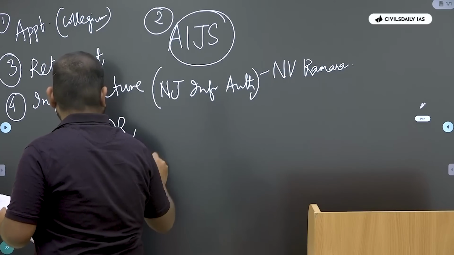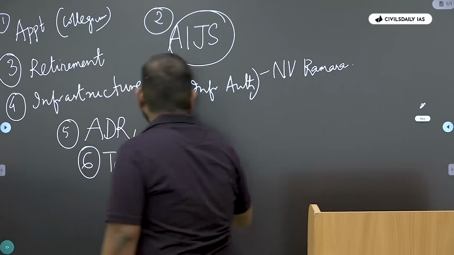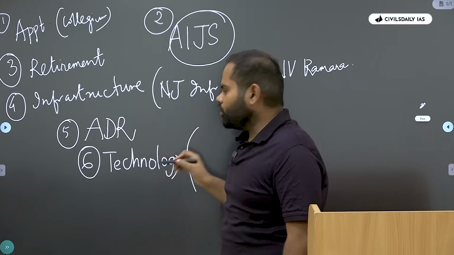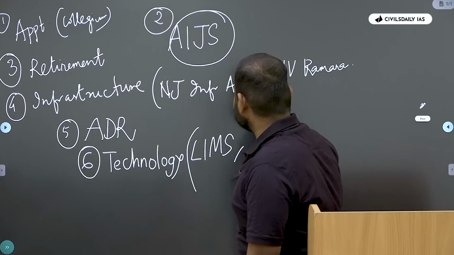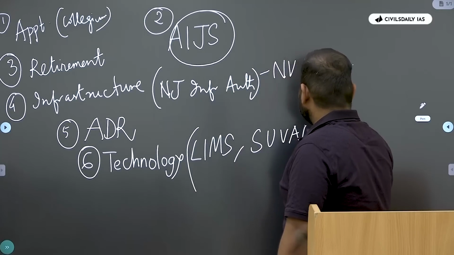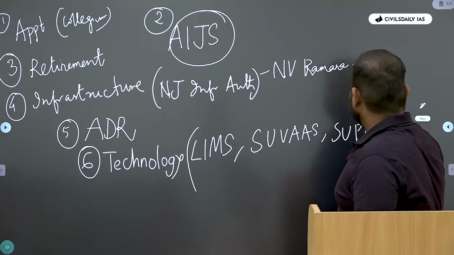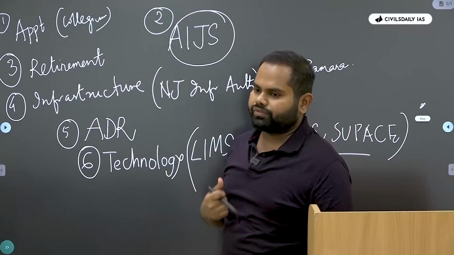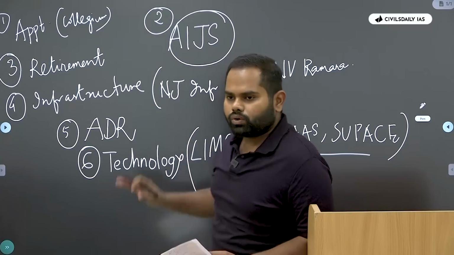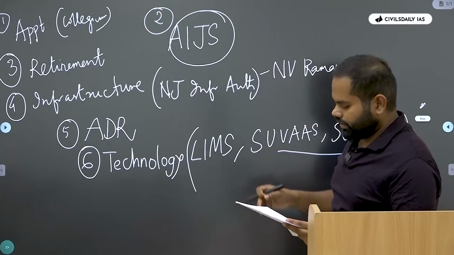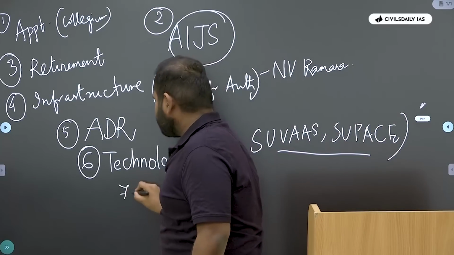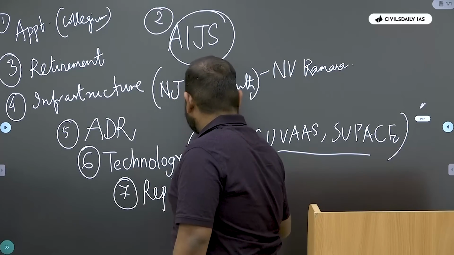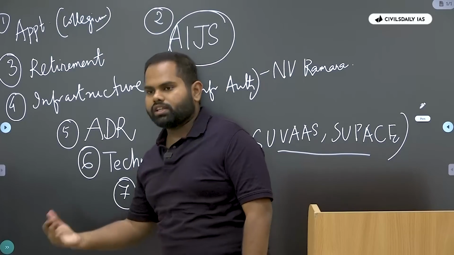Technology infusion. You can mention a lot of apps which are now being followed. There is something called LIMS, Legal Information Management System. You have something called SUVAS, SUPACE. These integrate a lot of OCR and AI in the Indian judiciary, and e-courts as well. So these are the reforms for technology. Next, we talked about representation and vacancies. Those reforms are also required.